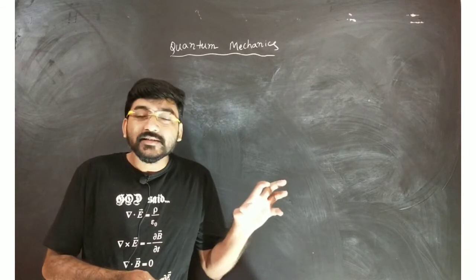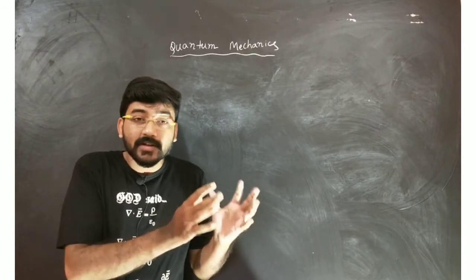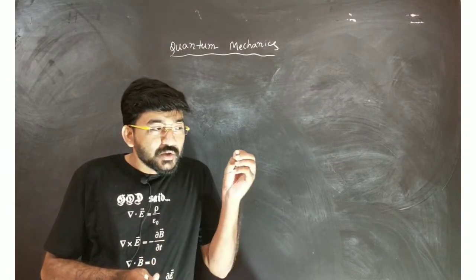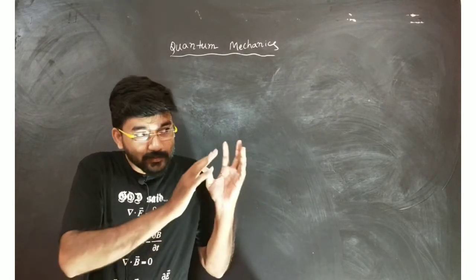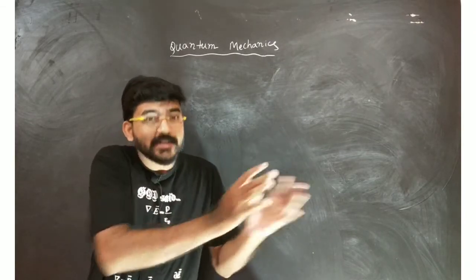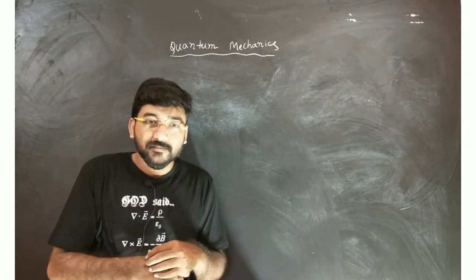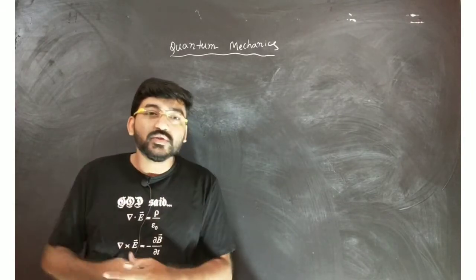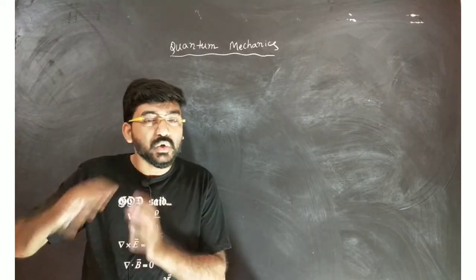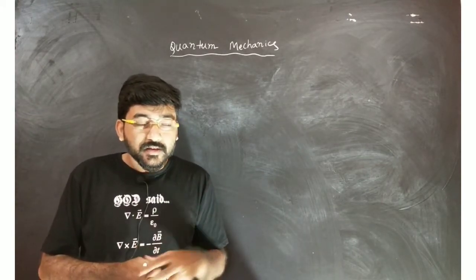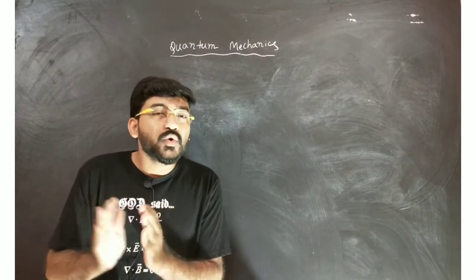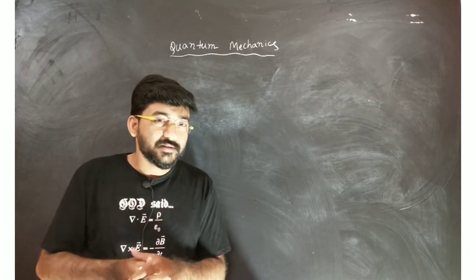The particles which we have studied in classical mechanics have very large inertia, very large mass. But in quantum mechanics, the particles we are going to study have very tiny mass, very low mass, so they are very low inertia particles. And why this inertia makes them so different, we are going to investigate.